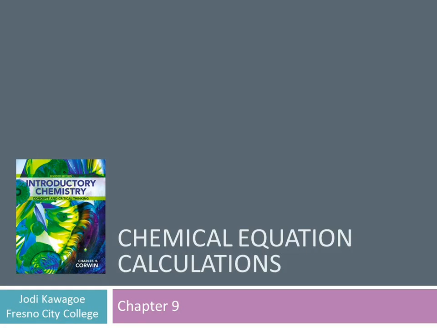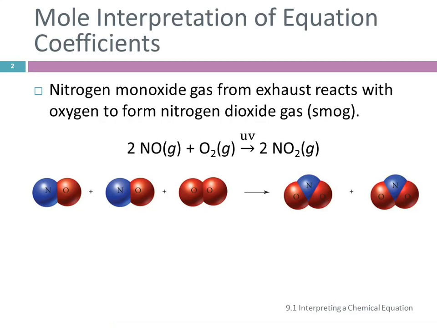Chapter 9, Chemical Equation Calculations. We've done chemical equations, and now we're going to look at them in terms of applying them to more practical things. If we look at this chemical equation, this is describing how nitrogen monoxide from exhaust reacts with oxygen and forms nitrogen dioxide gas, which has got kind of a brownish color, and that's what makes smog brown.